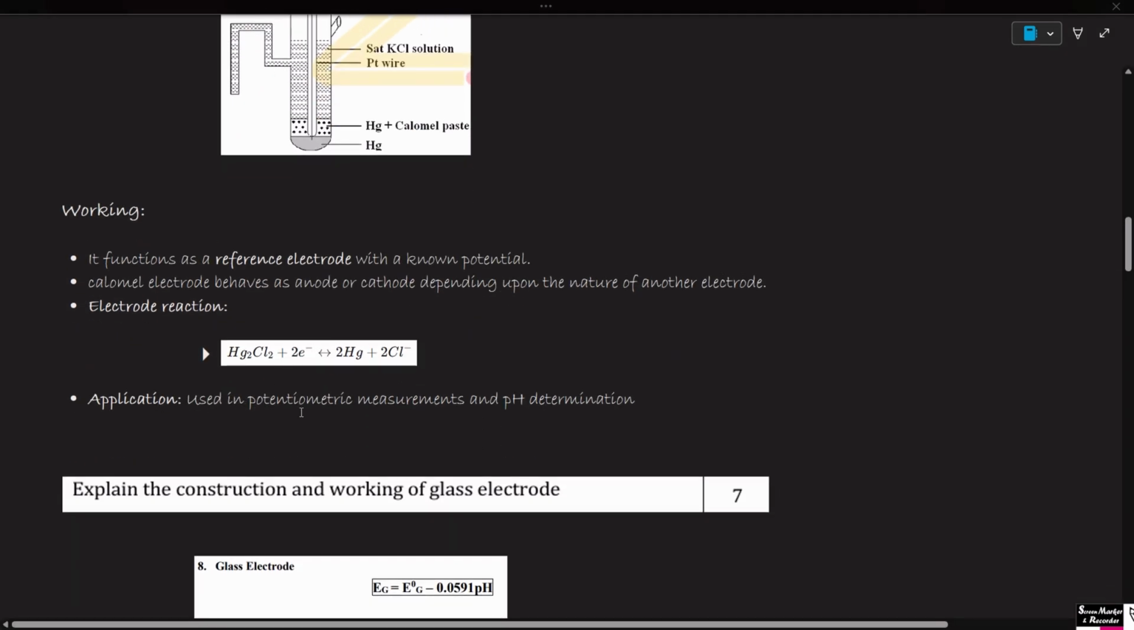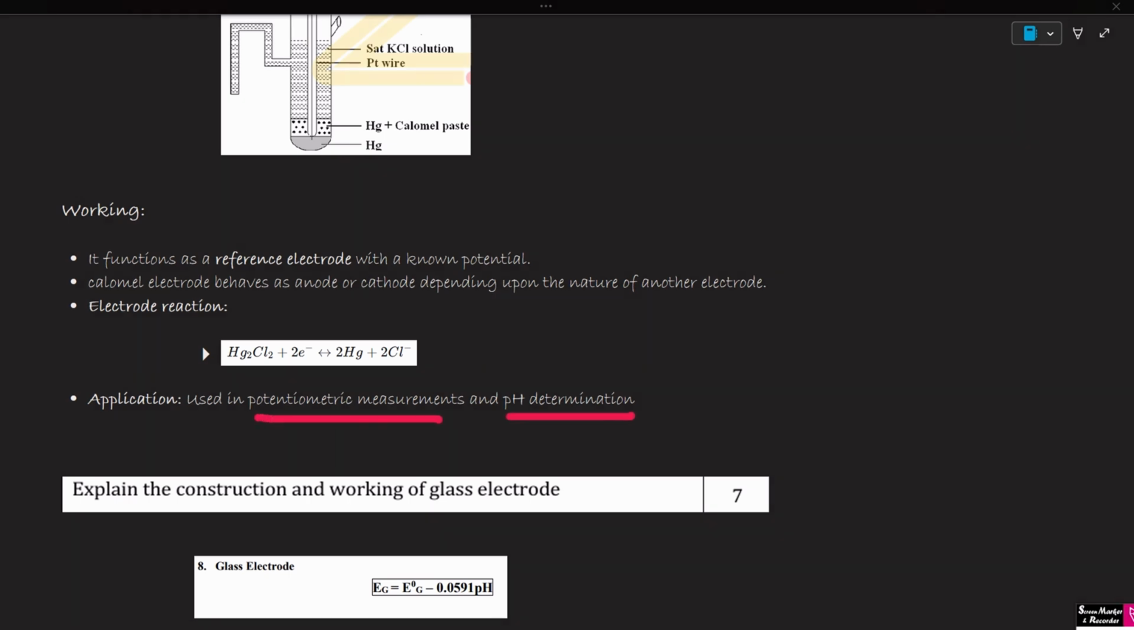Application: used in potentiometric measurement and pH determination.